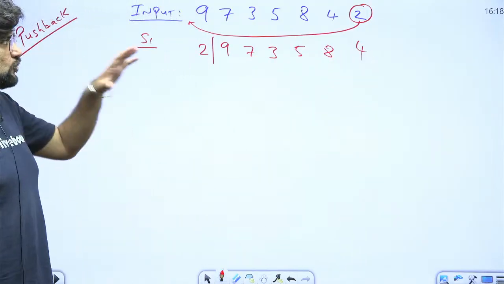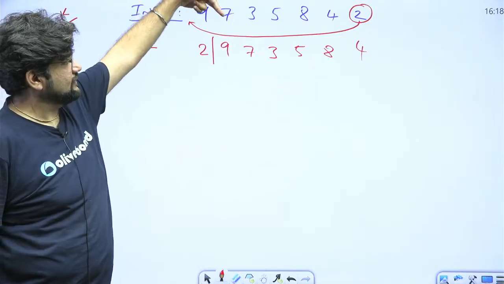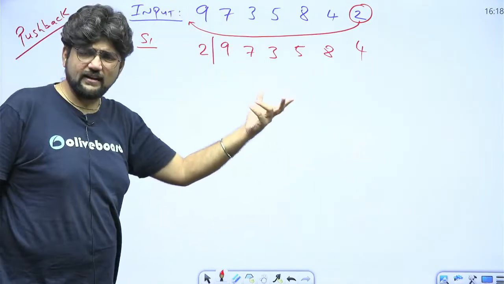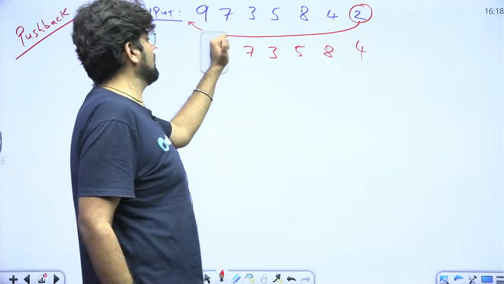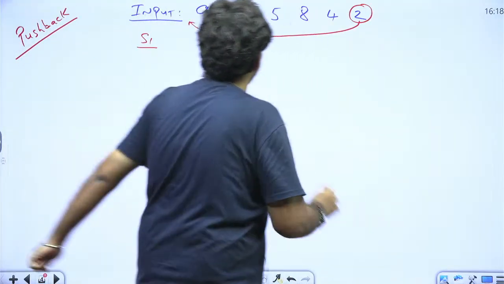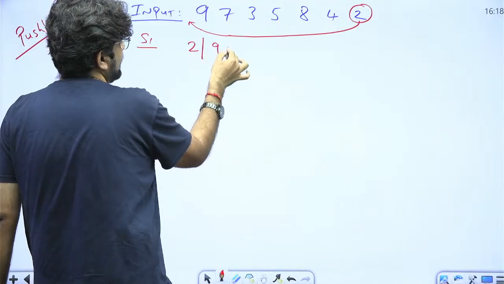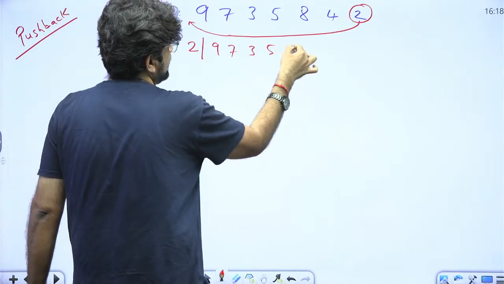The more you keep doing this, a lot of people will say that there are steps forming like this. Okay, so you will get your answer, which is fine. But I think it's not required like that. You can simply approach it normally. So you bring your 2 in front, you will have 2, pushback, 9, 7, 3, 5, 8, 4.